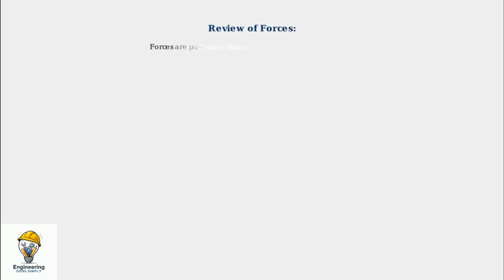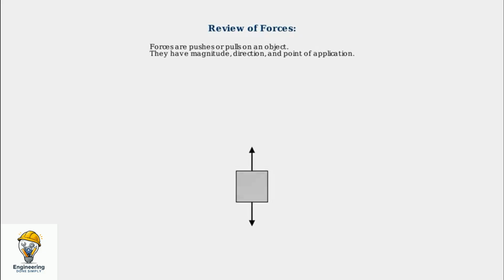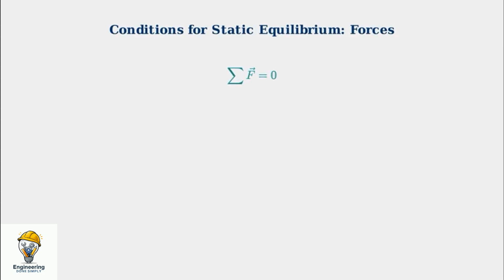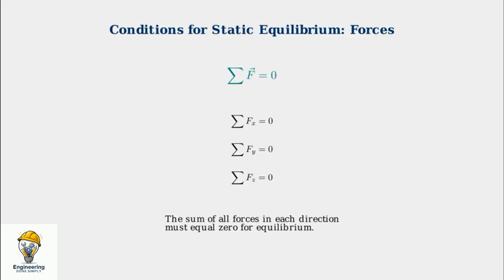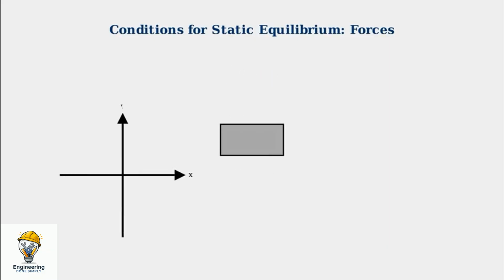To briefly review, forces are pushes or pulls on an object, as shown in free body diagrams from the previous video. The first condition for static equilibrium is that the sum of all forces must equal zero. This is written as sigma F equals zero. This condition breaks down into components for each direction. The sum of forces in the x direction must equal zero, the sum in the y direction must equal zero, and for three-dimensional problems, the sum in the z direction must also equal zero. This means forces in each direction must balance out.